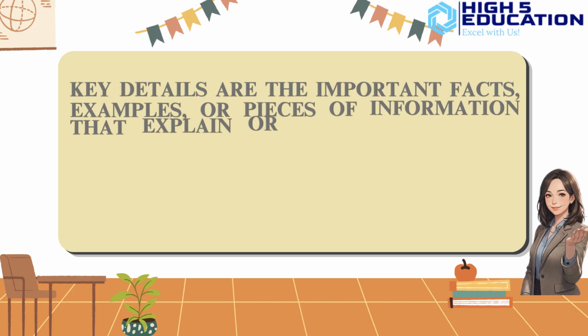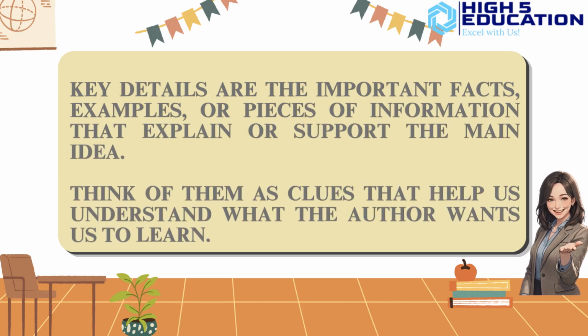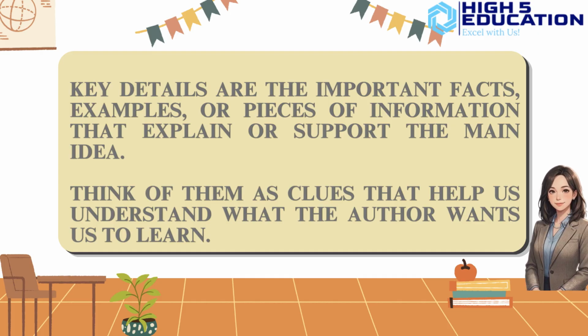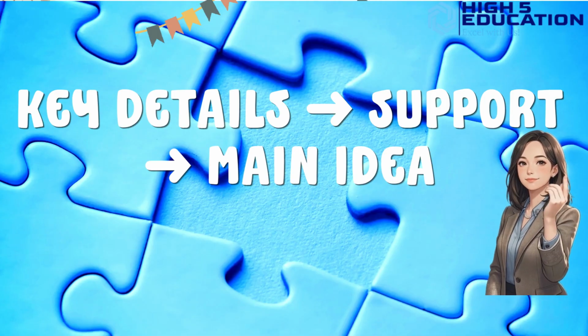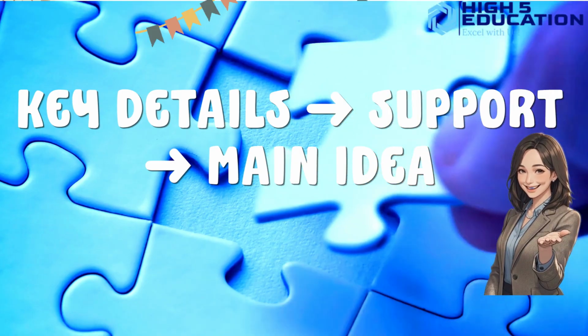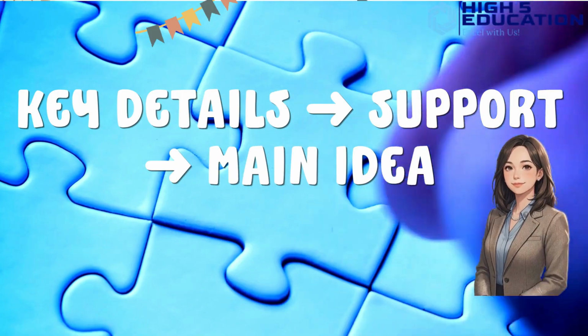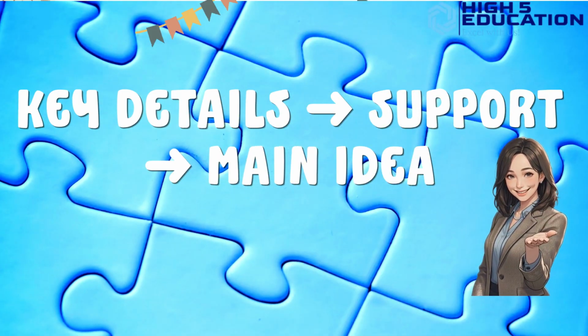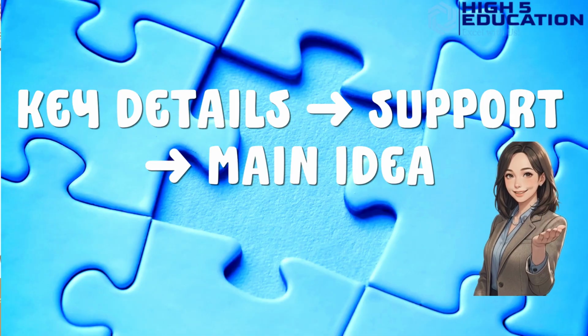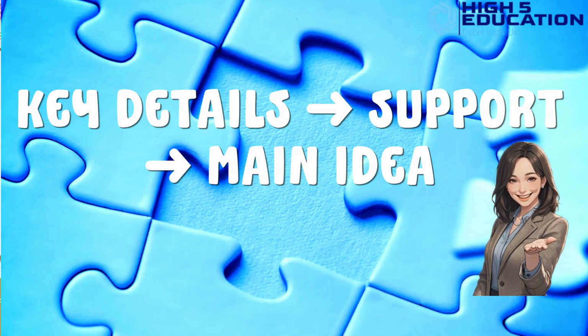Now that we know what the main idea is, let's talk about key details. Key details are the important facts, examples, or pieces of information that explain or support the main idea. Think of them as clues that help us understand what the author wants us to learn. Key details support main idea. The key details are like the pieces of a puzzle, and when you put them together, they reveal the main idea of the text. By identifying these important clues, you'll become a stronger reader and better understand what you read.